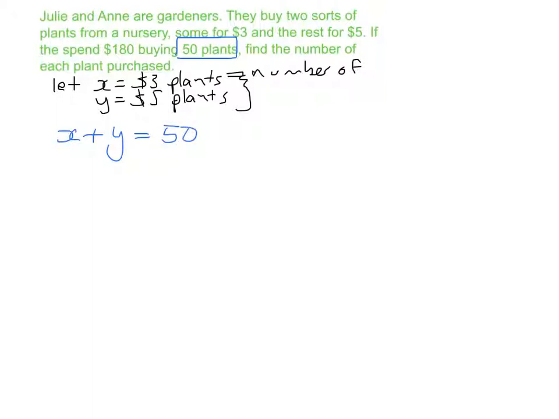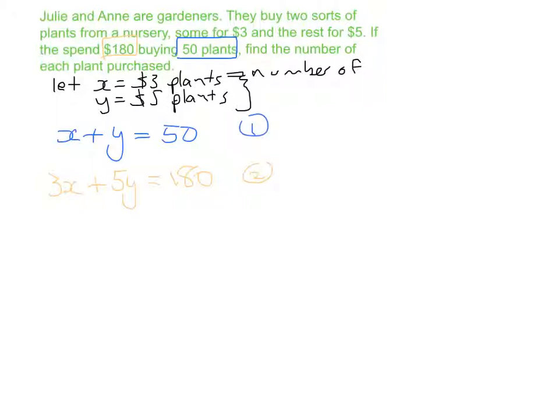Then for the other equation, it tells us that they spend a total of $180. So for the $180, we're going to have x lots of the $3 plants, so we'll call that 3x, plus y lots of the $5 plants, so 5y, and that will be equal to the 180. So they're the 2 equations that we have. That's equation 2, and we have equation 1.